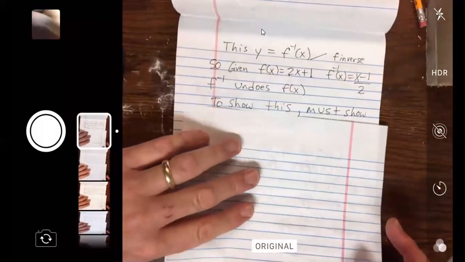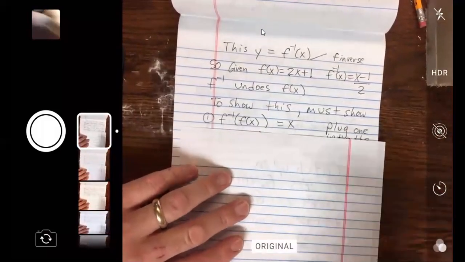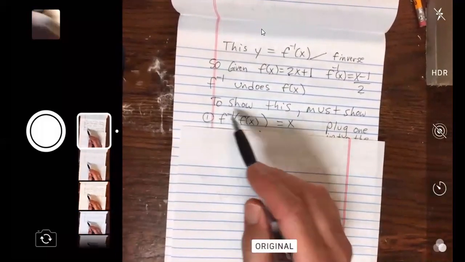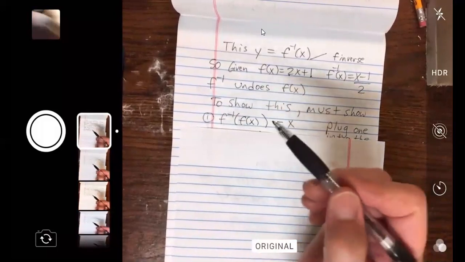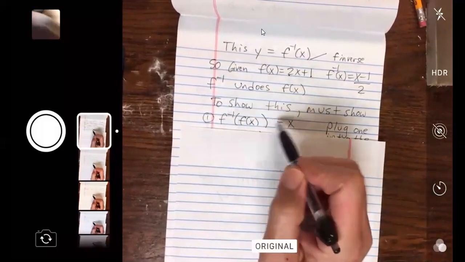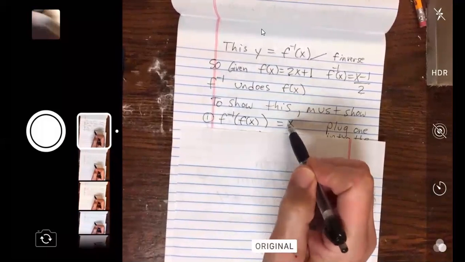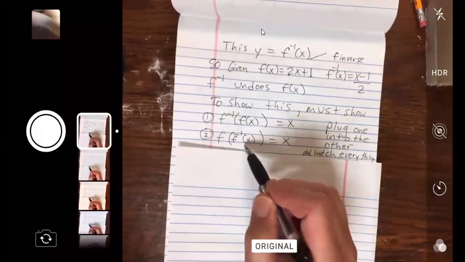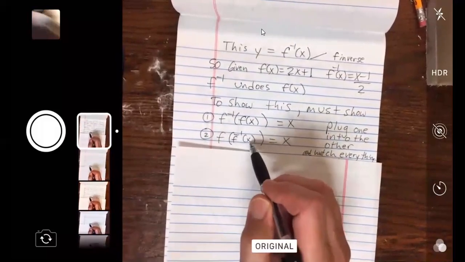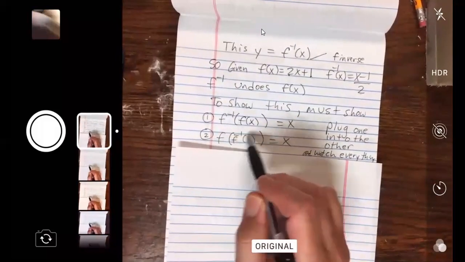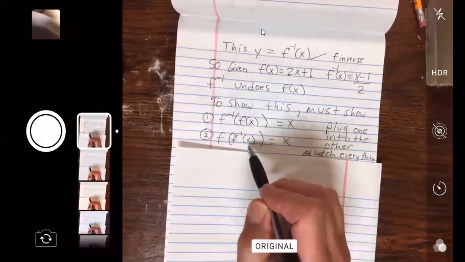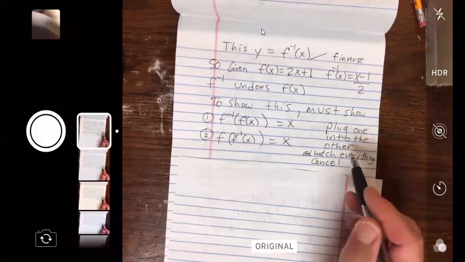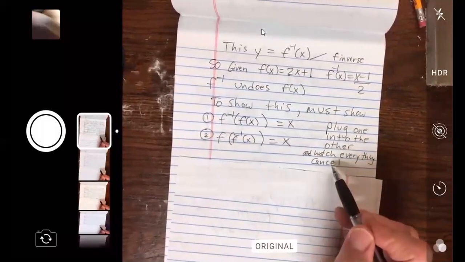To show this, you've got to show, here's the gibberish. This basically means you plug f into f inverse and watch everything cancel, giving out what's in the middle here, x. But it also must be done in the other order, f of f inverse of that. You got to be able to plug f inverse into the f, watch things cancel and get out the x, the input here.